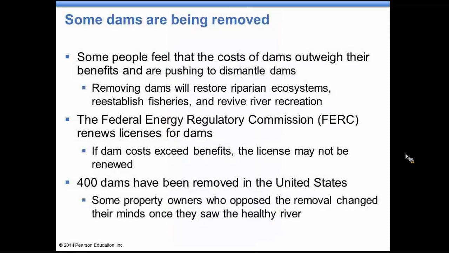And in a lot of these cons, some dams are being removed. Some people feel that the cost of the dams outweighs the benefits, and they're pushing to dismantle them. And there's a lot of benefits here. We can restore the riparian ecosystems, and these are the ecosystems along the river. If you dam a river, obviously the flow downstream changes. And really, ecosystems react to some of the smallest things. If you reduce the flow considerably with a dam, the riparian ecosystems downstream of the dam are vastly impacted. So we can restore those riparian ecosystems.